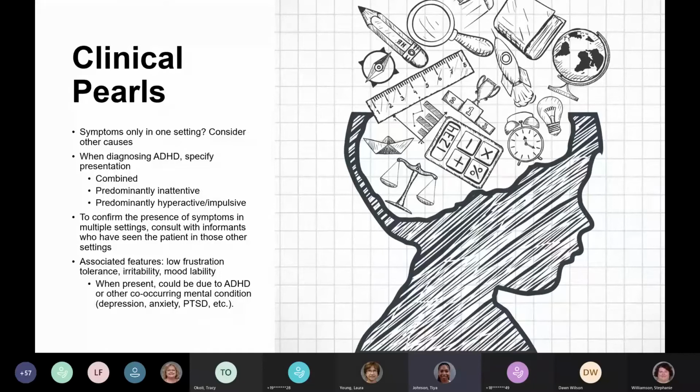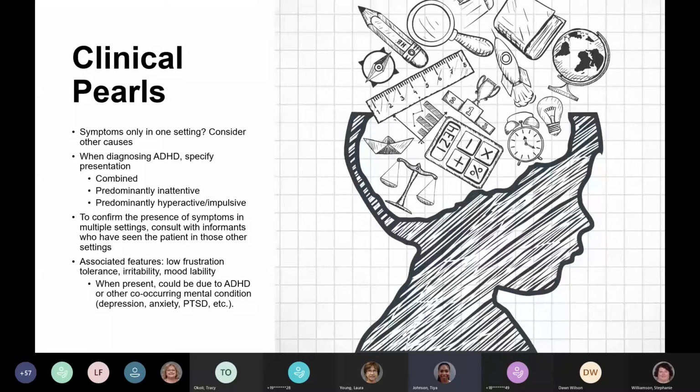Now, when you diagnose ADHD, you need to specify the presentation. So you can have the combined presentation where the patient meets criteria for both inattention and hyperactivity, impulsivity symptoms. You can have predominantly inattentive presentation, which meets criteria only for inattention, but not for hyperactivity and impulsivity. Or you can have predominantly hyperactive impulsive presentation where the patient only meets criteria for hyperactivity and impulsivity, but not for inattention.